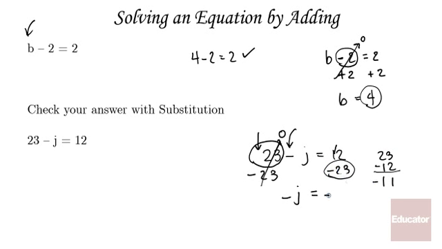Carry your 1. 10, 11. Remember to bring down your decimal. 11.3. Let's check our answer using substitution. I'm going to put the 11.3 in place of the T. 11.3 minus 2.8. 13 minus 8 is 5. We borrowed, so 10 minus 2 is now 8. And yes, it checks out. So T equals 11.3 is our answer.